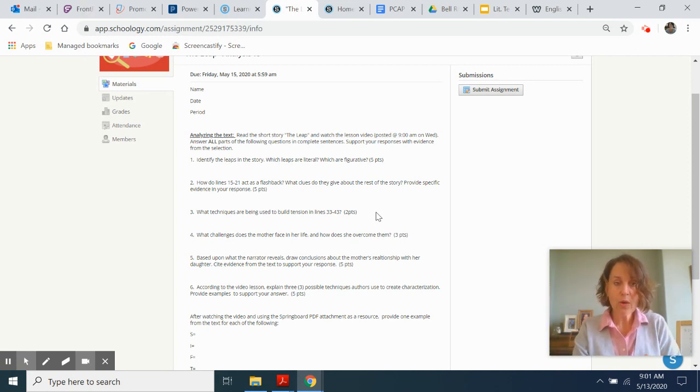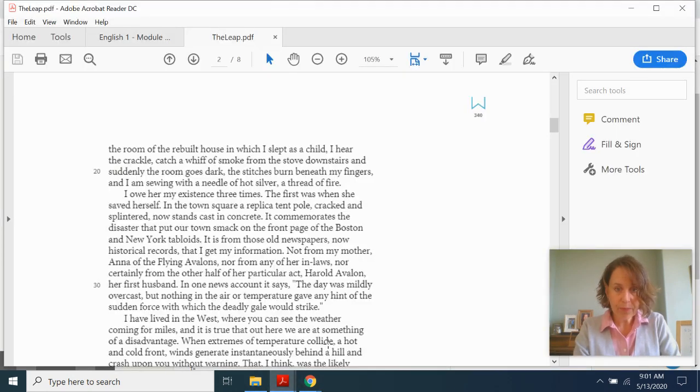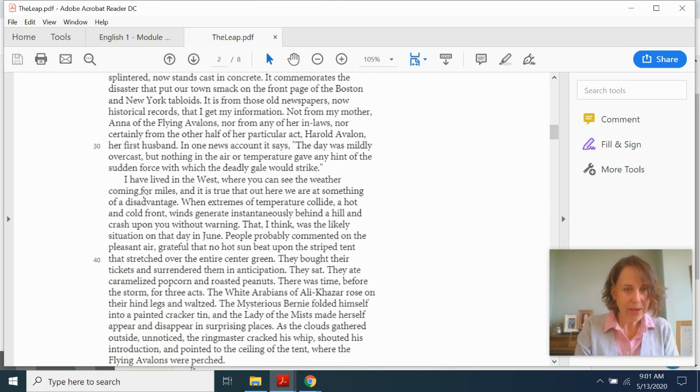Let's look and see what techniques this author used to build tension in lines 33 to 43. So we'll take a look here. If I look at 33 to 43, we're right about here.